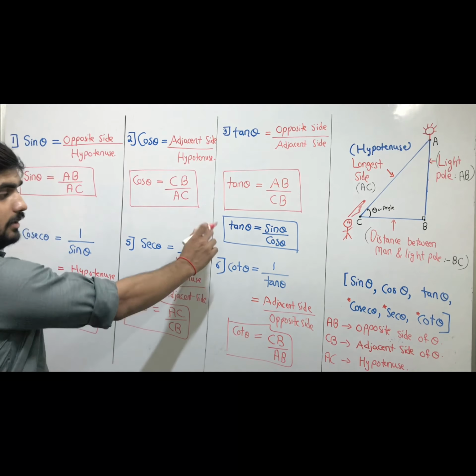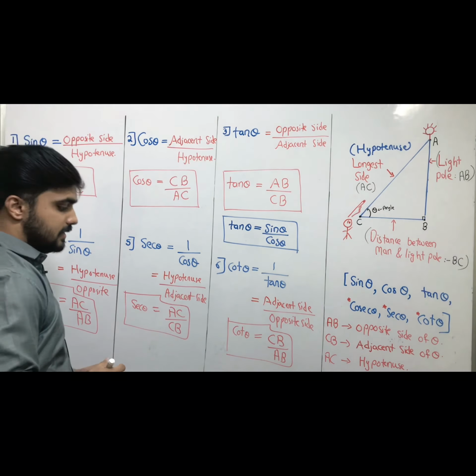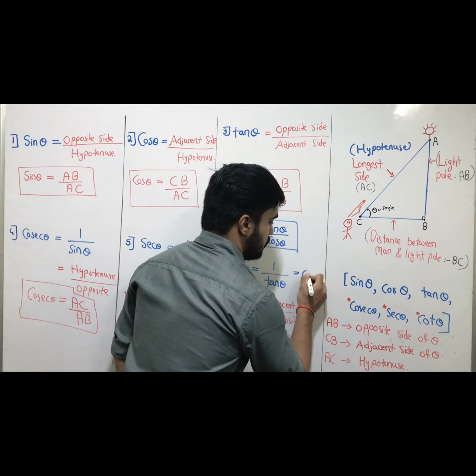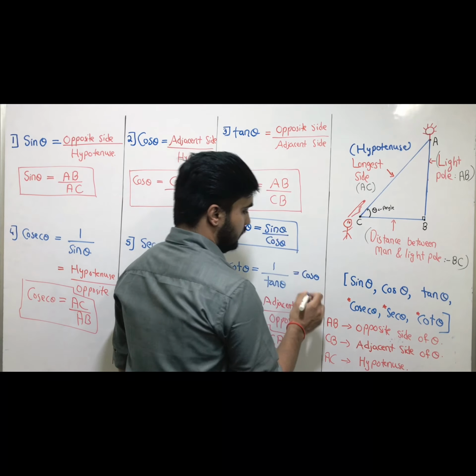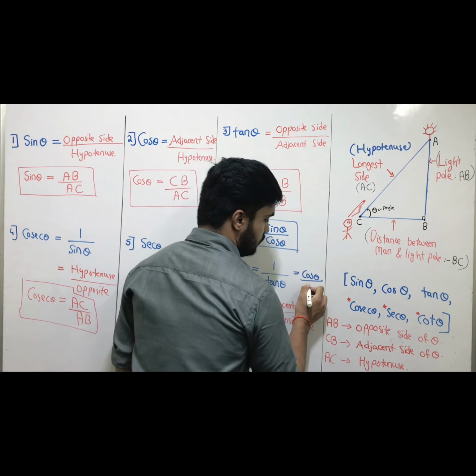Now we know that tan theta is sin theta upon cos theta. Similarly, we will get one more formula for cot theta. That is, cot theta will be opposite of sin theta upon cos theta. That is cos by sin.